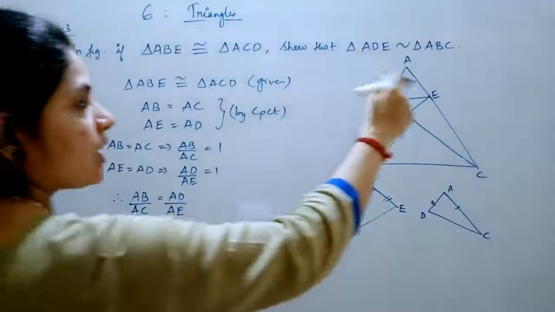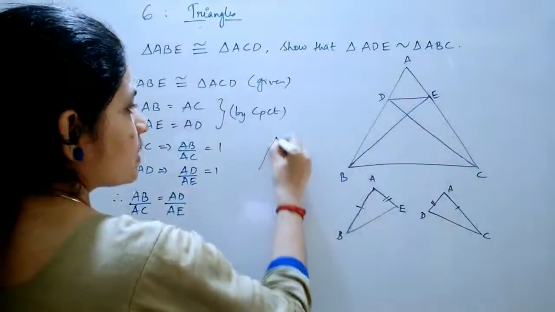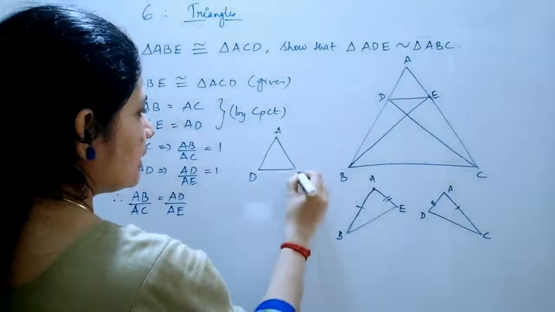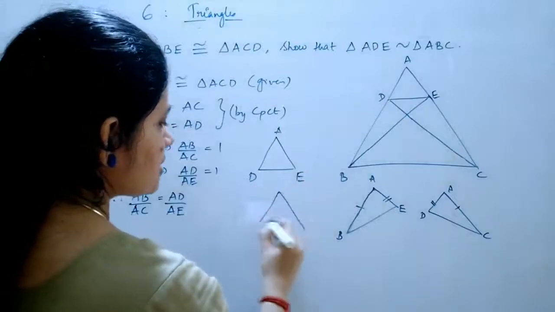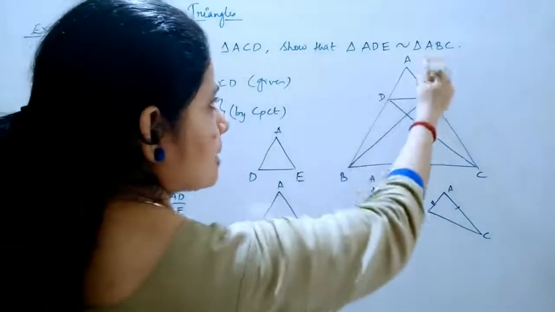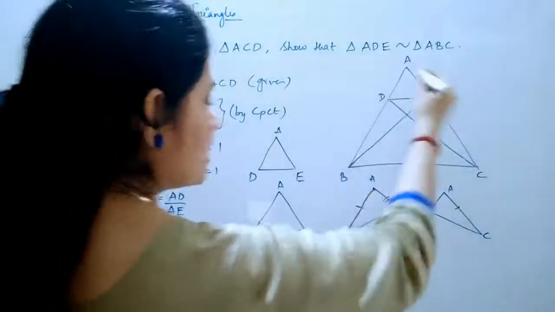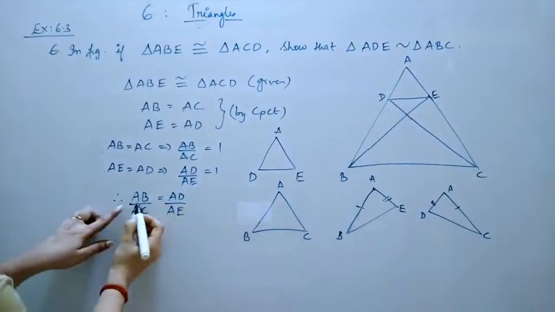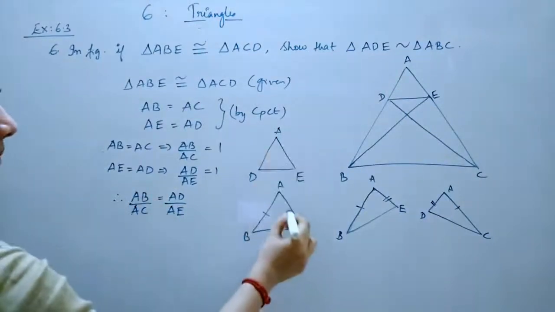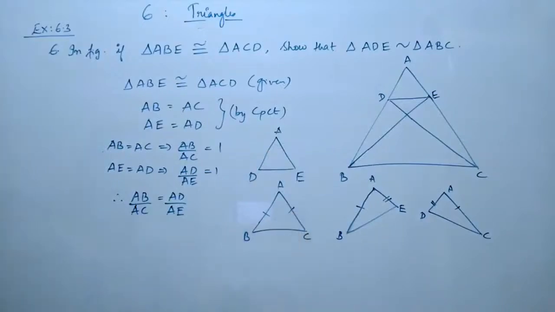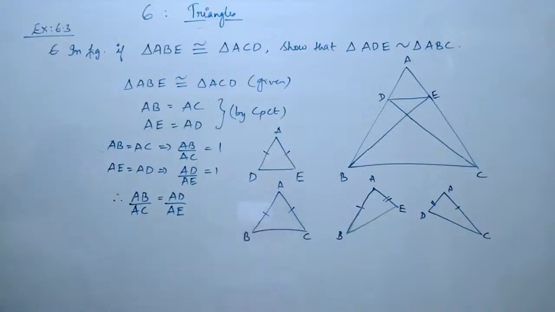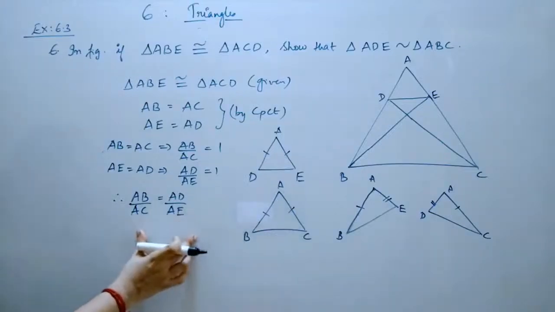Now we will draw the triangles separately, which we need to show to be similar. So first is ADE and the other one is ABC. Okay, ADE and ABC. So this is your ADE, this is your ABC. Now you can just see what fraction you have got to be equal. The ratio which we got is AB by AC is equal to AD by AE, right? So two corresponding sides you have got, their ratio to be equal.